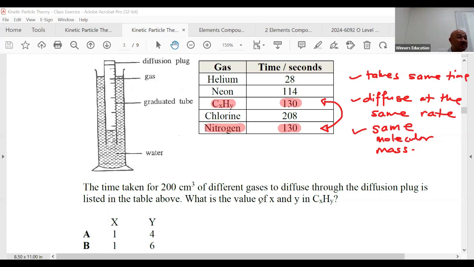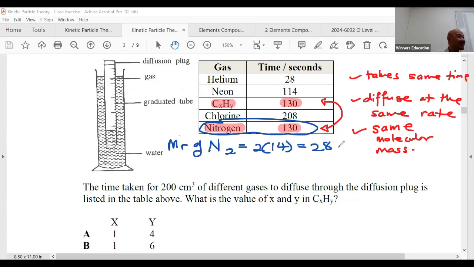I don't know what CxHy is, that's why they asked me to solve, but I know nitrogen very well, isn't it? Nitrogen exists as N2. So I can calculate its mass. Mr, meaning relative molecular mass of N2, is 2 times 14. Just how I calculated this in the previous question, 28. So I also know very sure that this CxHy that they want me to solve, the Mr is also 28. You just plug the value in and calculate, use a calculator. Makes sense to you, my friend? Okay, easier.